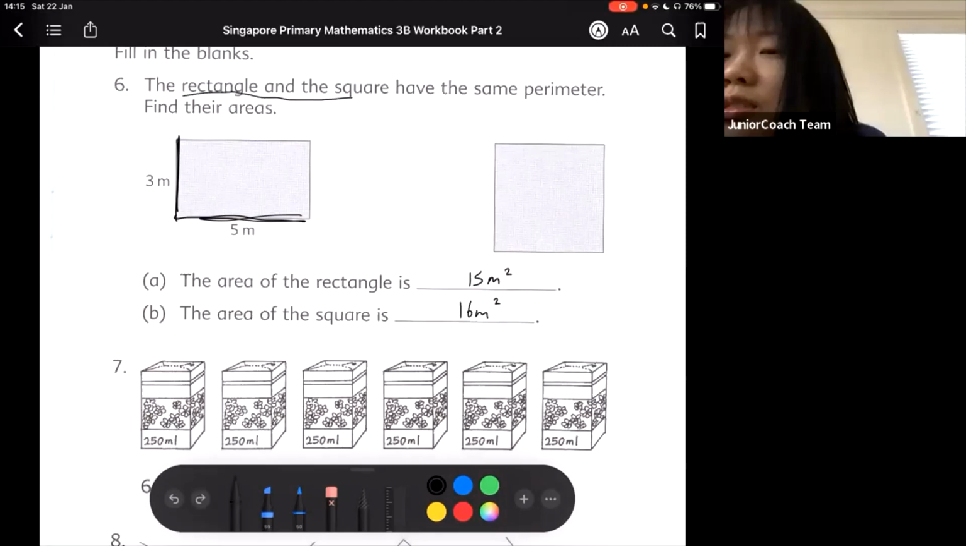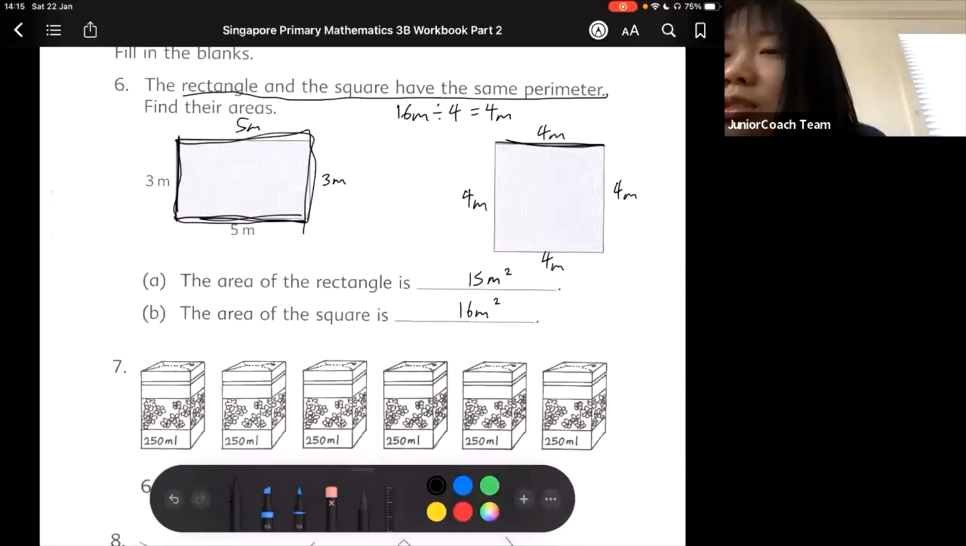So we see that the rectangle and the square have the same perimeter. So we need to find the rectangle's perimeter first, which is 3 plus 5 plus 5 plus 3, also known as 8 times 2. So our perimeter is 16. And since we know it's a square, we know that each side of the square is the same length. A square has 4 sides, so the length of each side of the square is 16 divided by 4 equals 4. So each side of the square will be 4 meters.